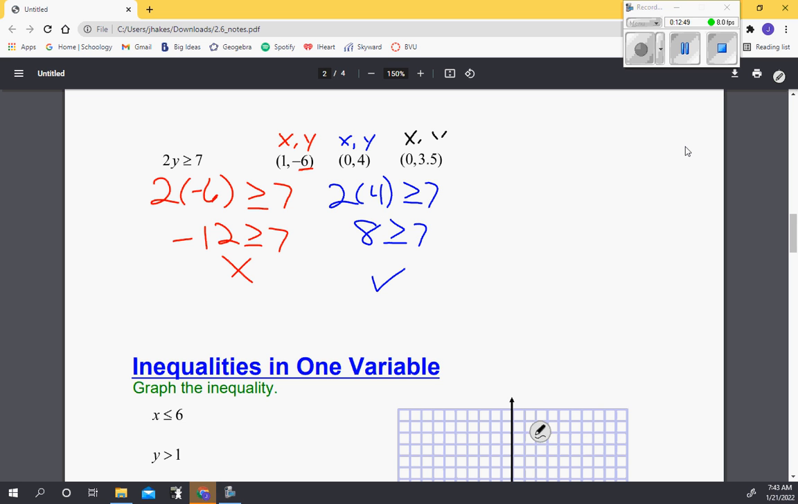Our last one, x comma y. We're going to plug in 3.5. If you need to use a calculator, go for it. 2 times 3.5 is 7. Is 7 greater than or equal to 7? Yes, it is equal to 7, right? So that works.